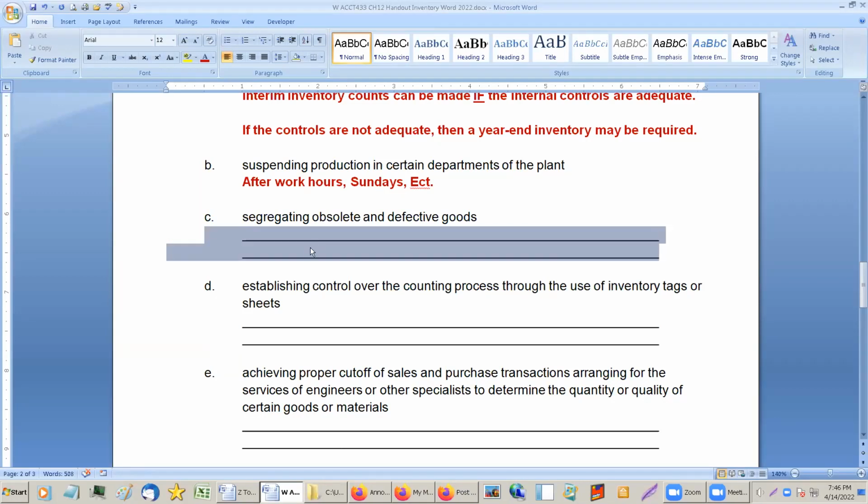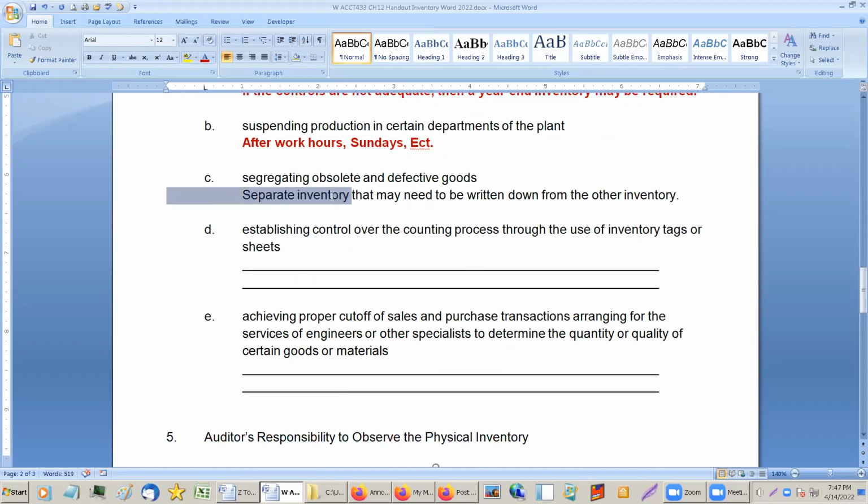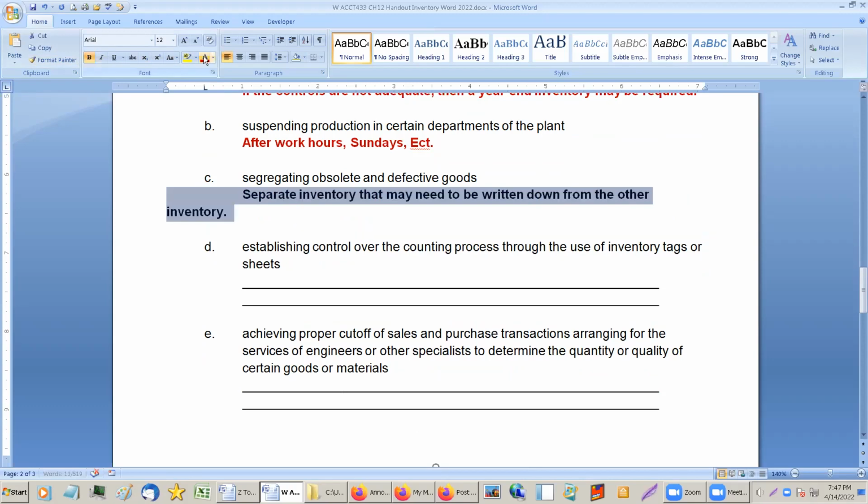Segregating obsolete inventory and defective goods. What you don't want is someone counting inventory that is defective or obsolete together with the rest of it, because a lot of times the pricing will go based on the inventory counted as a whole.